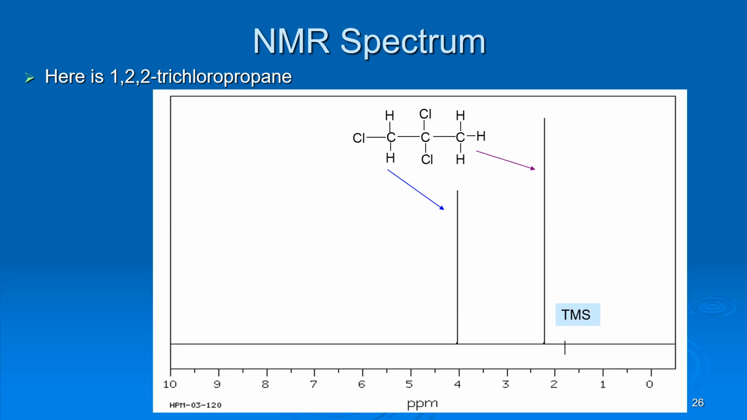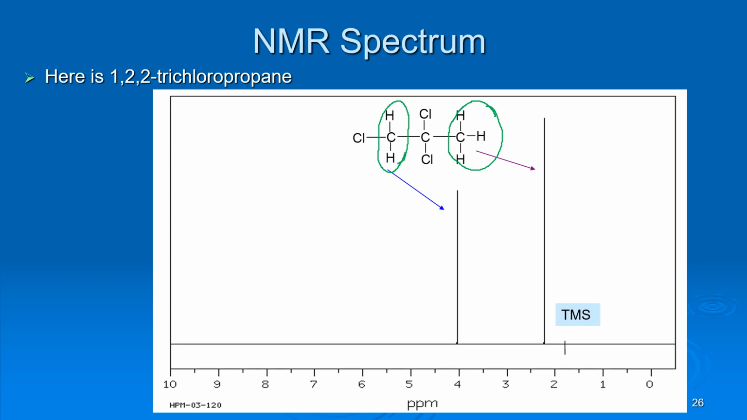All right, so here's another example. This is 1,2,2-trichloropropane. Notice that we have 2 peaks. One peak has to do with these 3 hydrogens, and then there are 2 hydrogens over here.